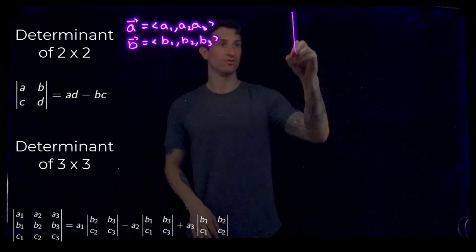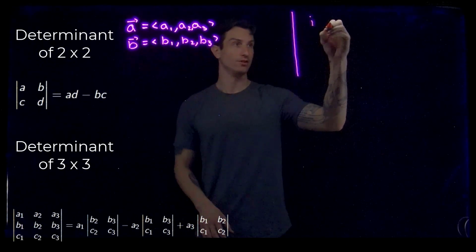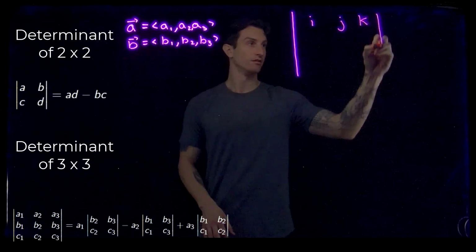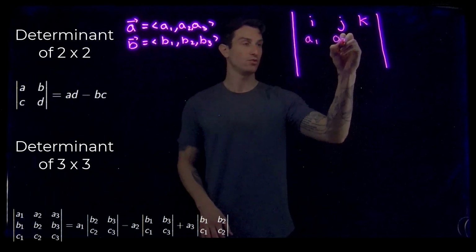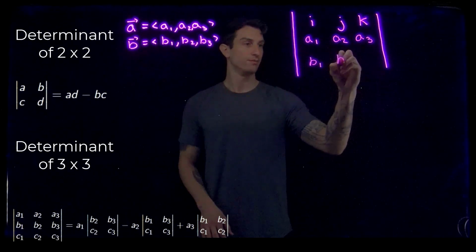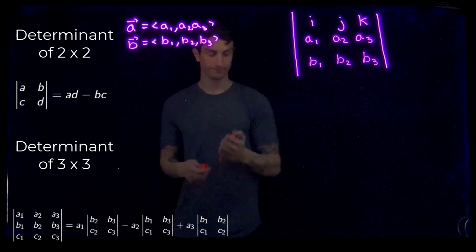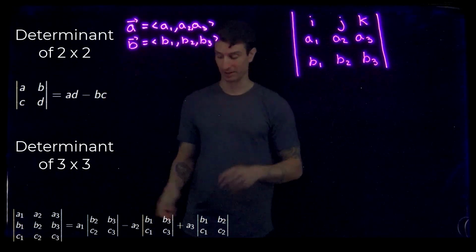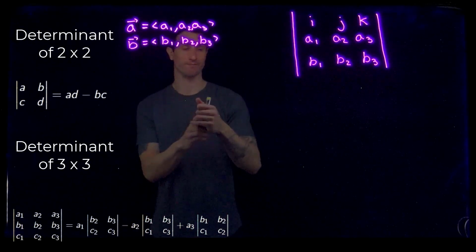I'll write out the determinant of some matrix that we're going to form here with our unit vectors i, j, and k. And we're going to take our pieces here, A1, A2, A3, and B1, B2, and B3. All right? So our first step is we want to apply the 3x3 formula. Okay, so what's happening here?